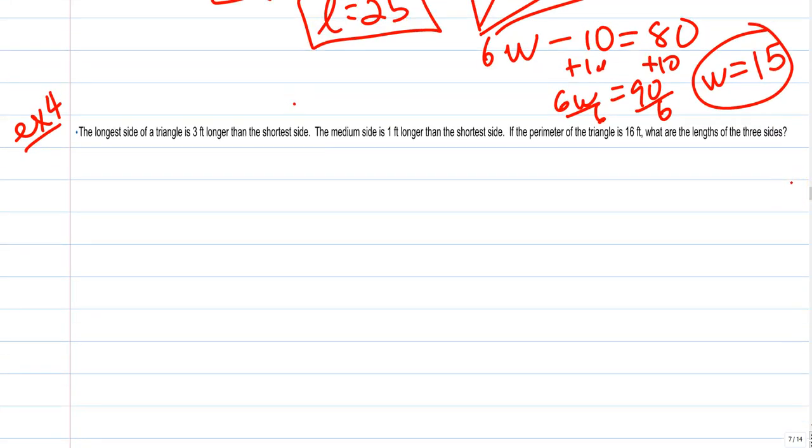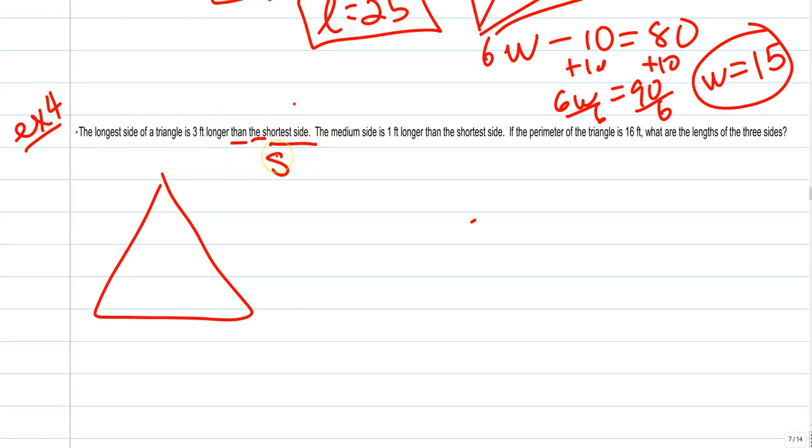The longest side of a triangle is 3 feet longer than the shortest side. The medium side is 1 foot longer than the shortest side. Okay, let's go back. I don't have a picture. Draw a picture. What's our thing that we're comparing everything to? The longest is 3 longer than the shortest.